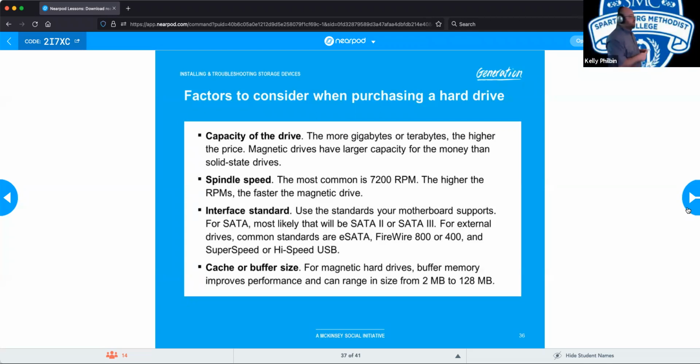The cache or buffer size for the hard drives. This is specific mostly to mechanical hard drives, and the buffer memory in place helps improve performance for reading and writing. So if the drive is not able to keep up at that moment, it can hold it in buffer so that it does not slow down your performance at that time.